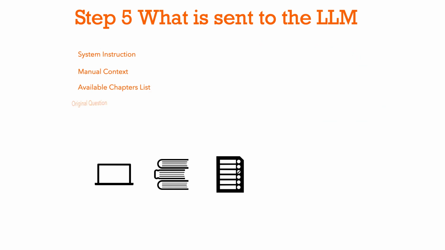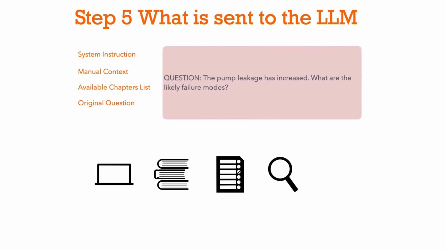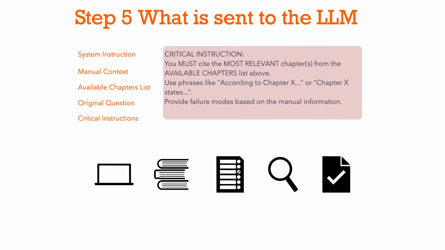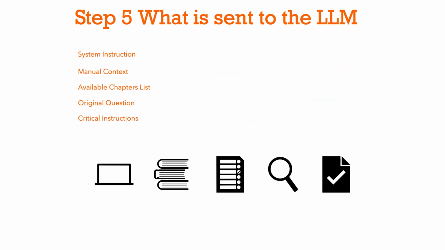Fourth, the user's original question. It starts with the question label and colon followed by the question. Fifth, critical instructions. It starts with the critical instructions label and colon followed by the actual instructions. It tells the LLM to cite chapters and provide failure modes. Of these 5 parts, only system instruction and critical instructions are static. The rest change according to the question being asked. The full prompt with all 5 parts is sent together to the LLM.